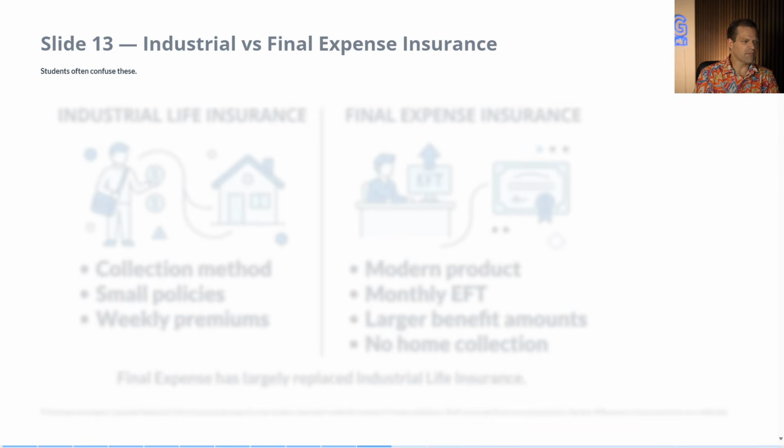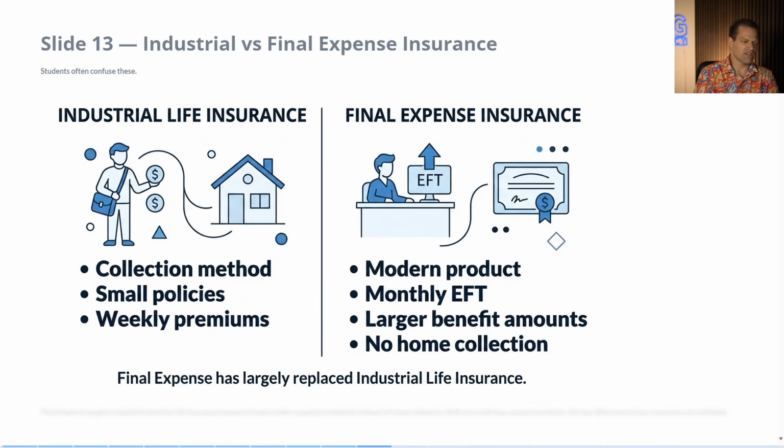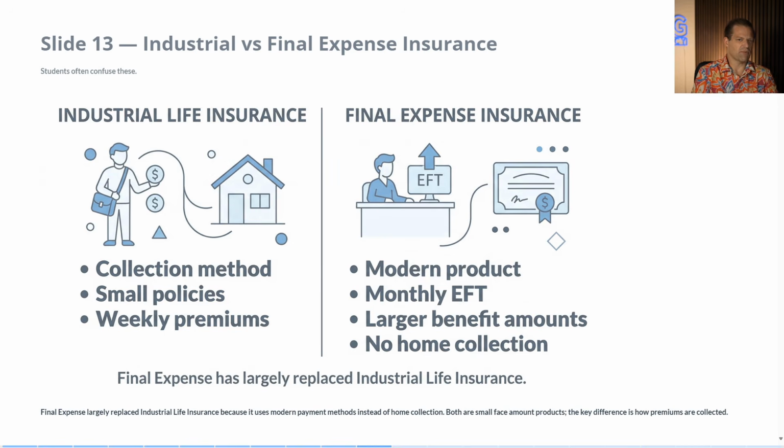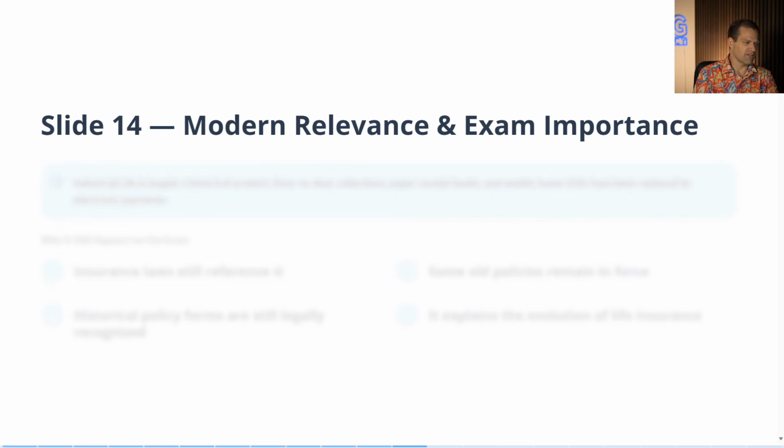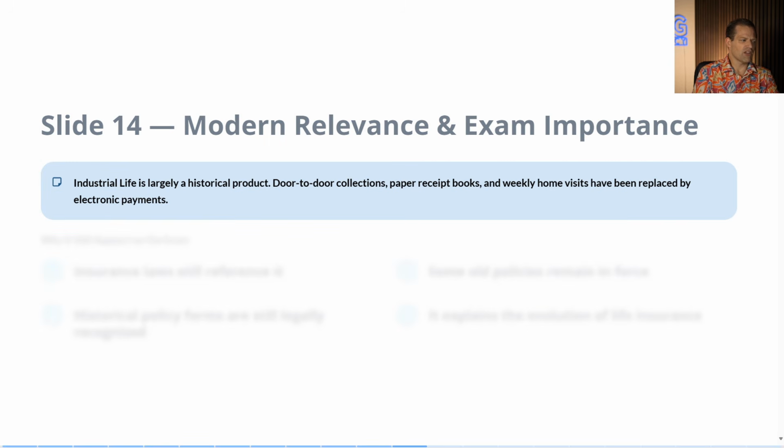And then sometimes people confuse industrial with final expense insurance. The main difference with final expense insurance is that it's bank drafted. There are larger benefit amounts. The agent does not have to come by. They may come by for the first payment, or the first application visit to get the person approved, but after that, there are no more visits required. Final expense basically replaces this entire business model, which is why you don't see it that often. So again, it's a largely historical product. Door-to-door collections have been replaced by electronic payment.